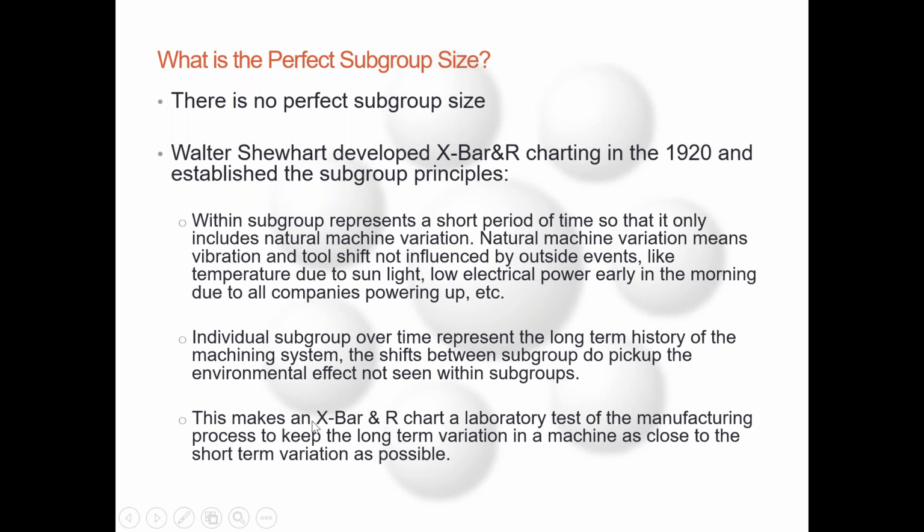This makes the X-bar R chart a laboratory test of the manufacturing process to keep the long-term variation in a machine as close to the short-term variation as possible. This is where your stability, when you get it under great control, is happening. The long period of time variability is consistent with the short-term variability. And that goes back to why Shewhart developed it on the rules of when I take a subgroup, it's to represent a very short period in time, and I only see the natural variability of the machine.